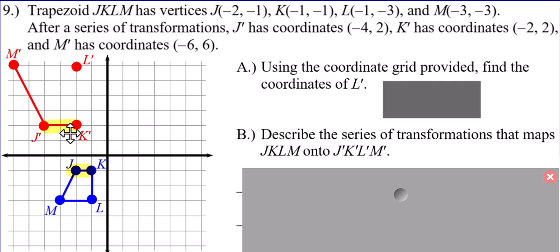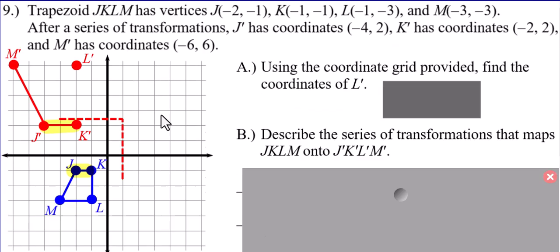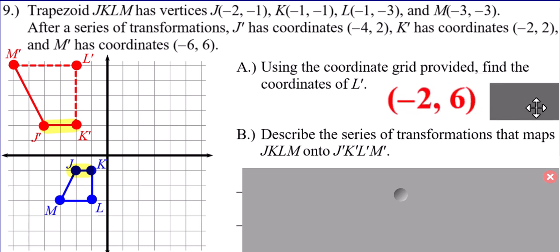So that way I have a nice vertical line and a nice horizontal line from M prime, because that's what I should have to make this a parallelogram. So there you go. All right, so what were those coordinates for L prime? That was -2 and 6. Now, to describe the series of transformations, as you heard me talk about out loud, it appears things have been doubled. JK used to be 1, now it's 2 long.